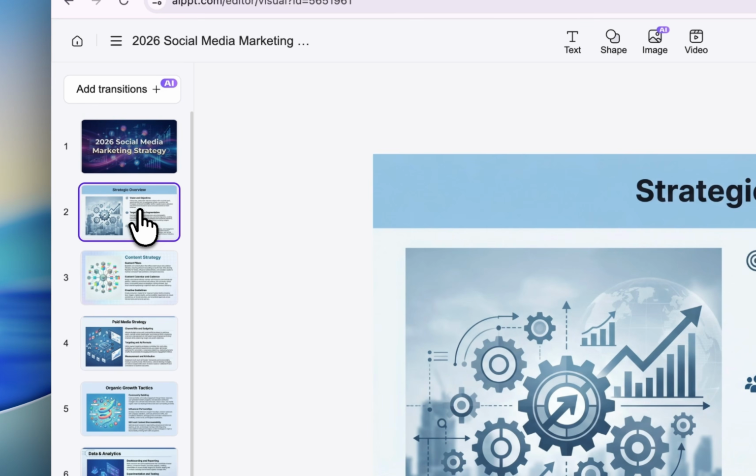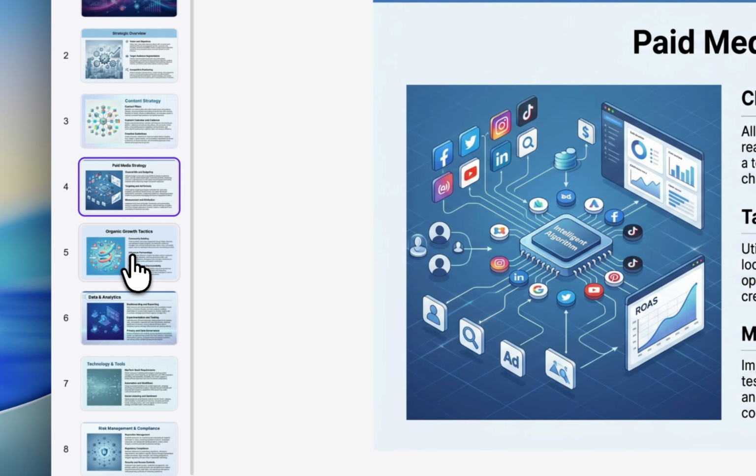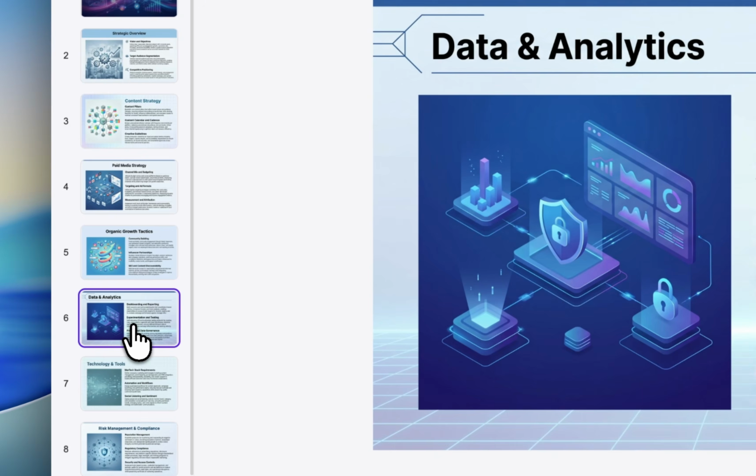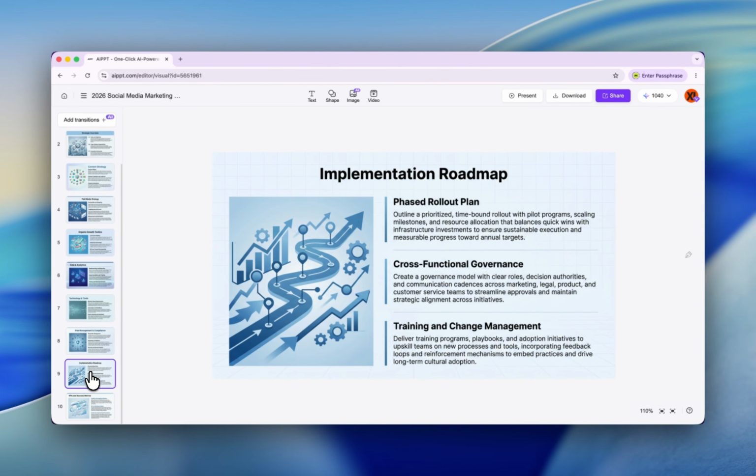We got a cover, a nice strategic overview, and content strategy, paid media strategy, and so many more. So actually, we generated like 10 pages of slides in just a second. It already has a visual hierarchy, matching background, structured sections, and clean layout. Honestly, this looks better than a lot of presentations people spend hours making manually.